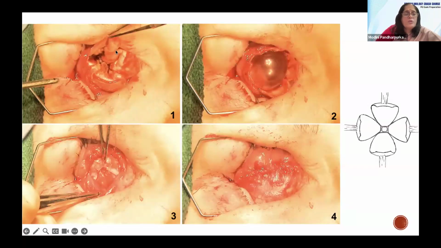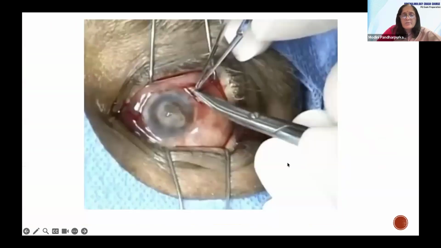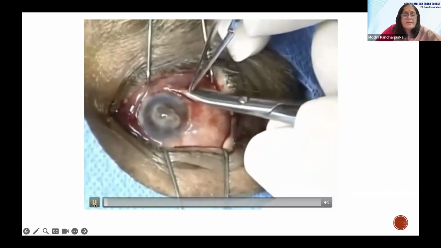So this is the technique. You do a 4-petal technique, and this is where the implant, that is the PMMA implant, is placed. Various types, I'll come to that. This is after you have closed the tenon. So this is a small video showing you the 4-petal technique.